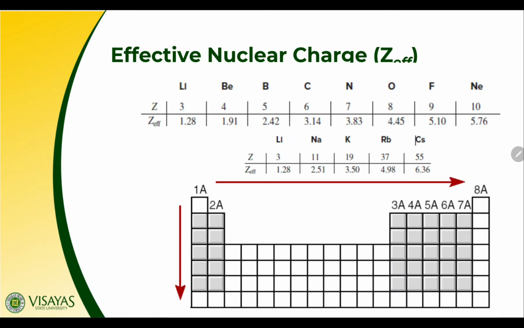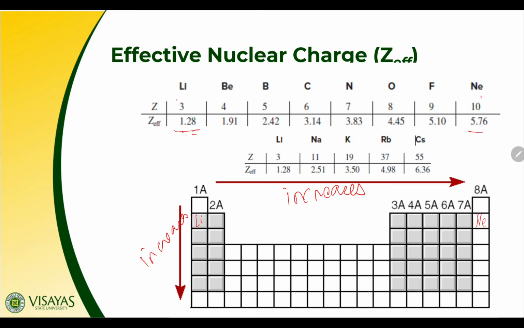The trend for effective nuclear charge is that it increases from left to right, and also from top to bottom. An example here: we have from lithium to neon. This is our lithium here. This is our neon. As you can see here, the Z_eff increases from lithium to neon.